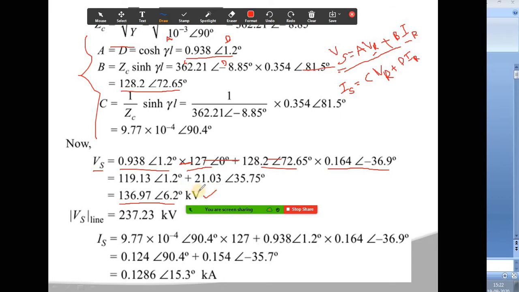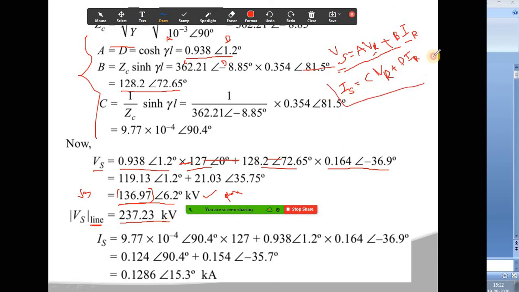This is in kilovolts. If you take only the magnitude of Vs, it is 136.97 kilovolts. This is the per phase value. If you want the line voltage, you have to multiply 136.97 with root 3, that is, root 3 into the phase value. Then you get the sending end line to line voltage as 237.23 kilovolts. So you got the sending end voltage.